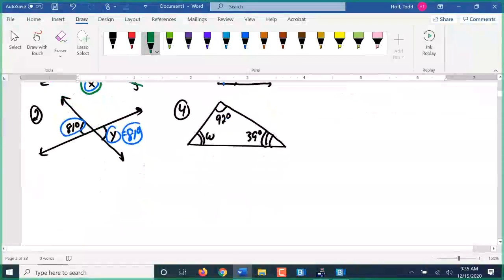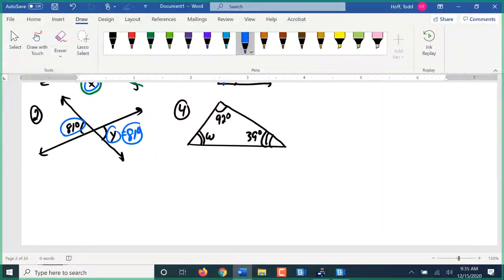And finally, number four, these three angles make a triangle, and the angle sum of a triangle has to be 180 degrees. So I can do 180 minus 92 and then minus another 39. Gives me 49 degrees for angle W.